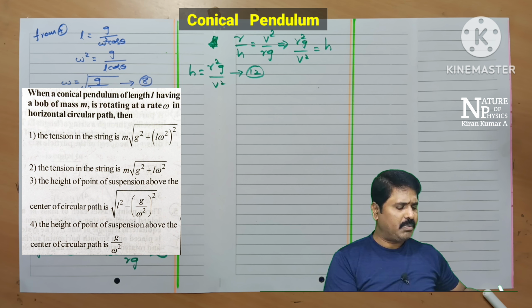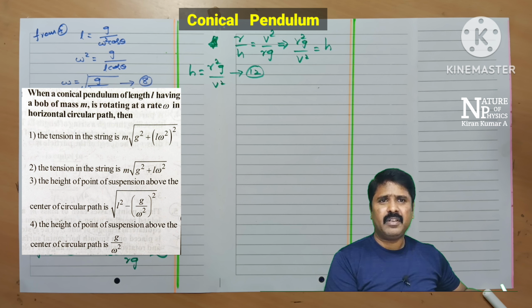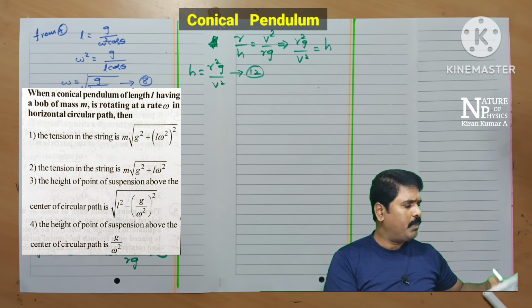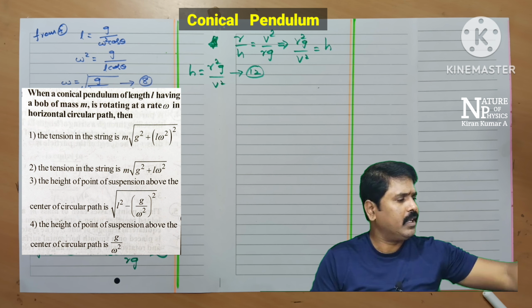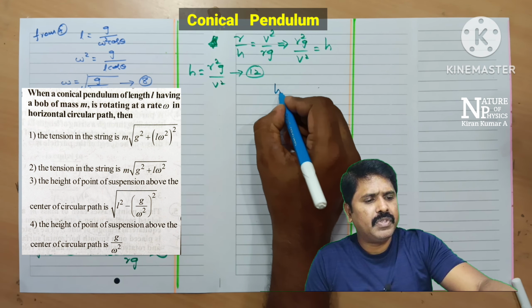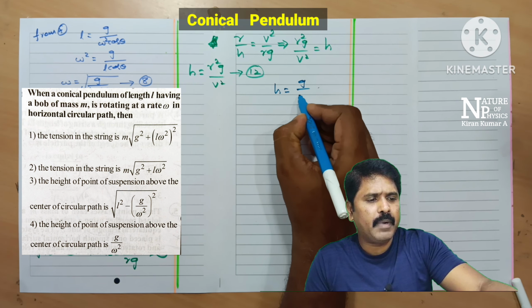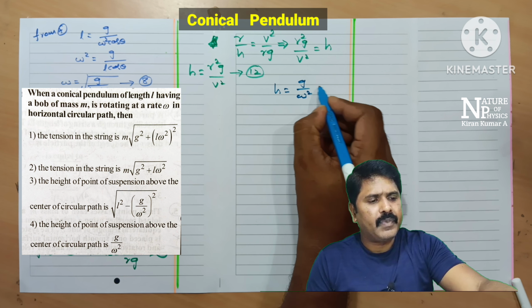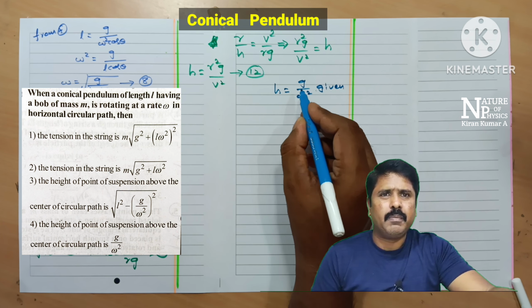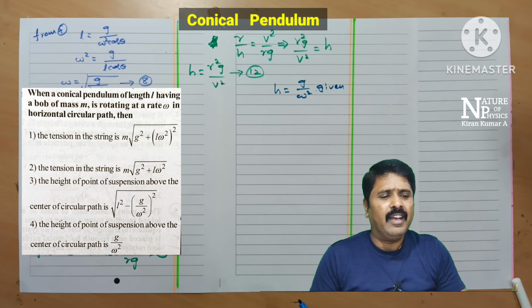So the first option is not correct, the second option also not correct, and the third option also not correct, and the fourth option is there. The fourth option I will explain by the concept. Okay, see student, the fourth option is: the height of the point of suspension above the center of the circular path is g divided by omega square. According to the question, h is equal to g divided by omega square. Okay, student, so we have to show the proof from the concept for the question.